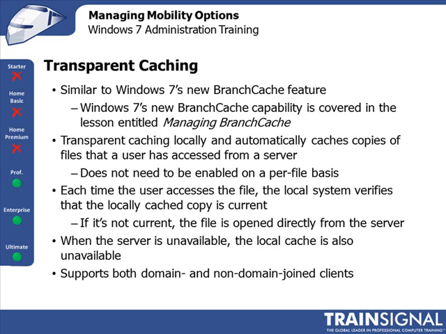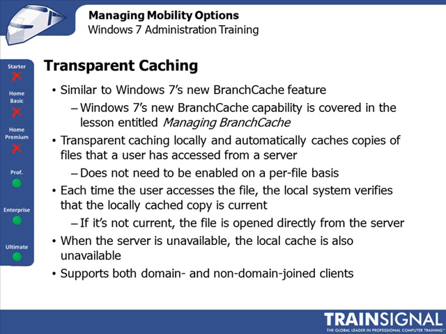Now, the big difference between transparent caching and offline files is that the files are not available offline. When the server is unavailable, the local cache is also unavailable. So if you can't get to the server, you can't get to the locally cached copy of the file either. Now, you may wonder then, what's the point? Well, it really reduces network bandwidth, and one of Microsoft's big deals right now is reducing the cost of ownership of Windows 7, which includes keeping bandwidth costs low. So, using transparent caching, you can keep your bandwidth costs lower by transparently caching files in the background and not copying them back and forth to the server all the time.